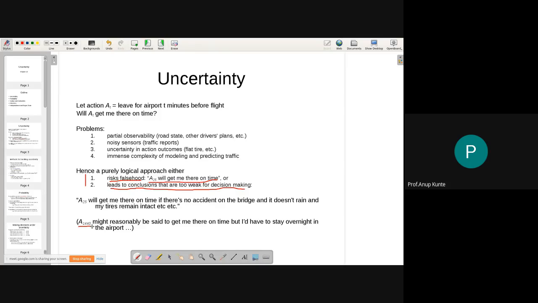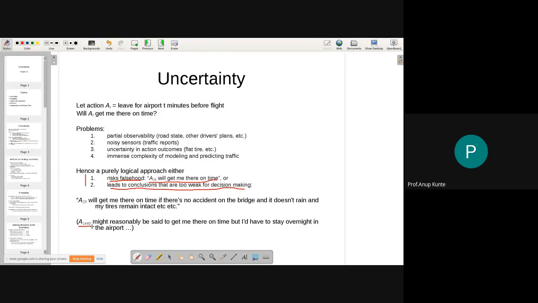So if I had some mechanism of modeling the uncertainty of whether there would be an accident or not, whether there would be rain or not, whether there would be a tire break or flat tire getting into the scene or not, all these things if I were able to model, okay, then my decision would have been much more concrete and I would be much more sure about the decision that I'm making. And hence the need of modeling uncertainty arises when you are designing an AI agent.